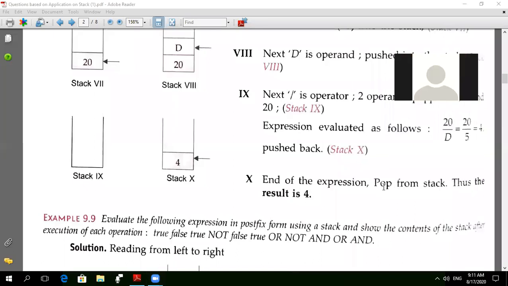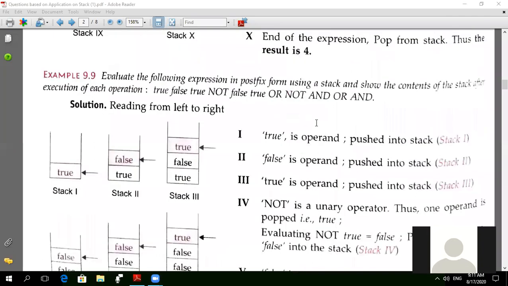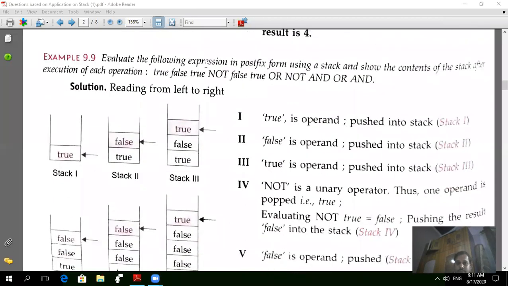Now next question. Example 9.9. Evaluate the following expression in the postfix form using a stack and show the content of the stack after execution of each operation. Like here, true, false, true. These are the operands, but not is an operator, a logical operator. Then false, true. Again, these are the operands. Not, or, not, and, or, and. These are the operators. Clear?